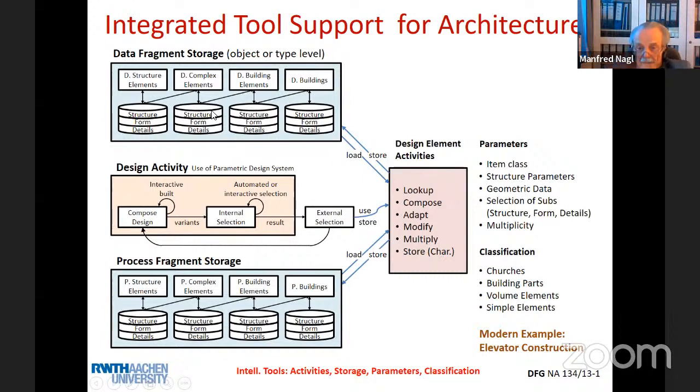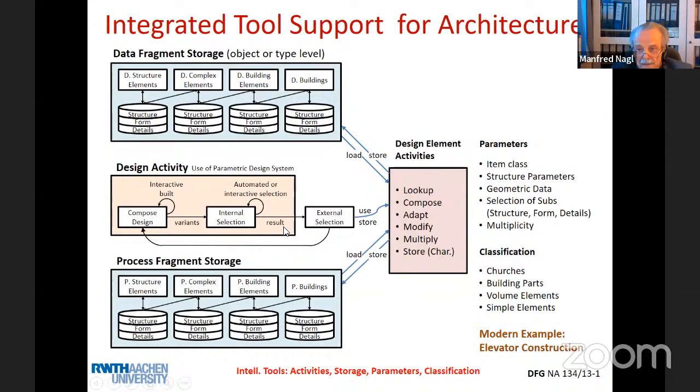Complex elements like the travée or the wall of the main house, and structure elements like a column or a window, and so on and so on. After constructing these things, which are used to be very similar, you store them in a data fragment storage, either on object level directly to use, or on type level where you fix certain parameters and then make an instantiation and use that instantiation.